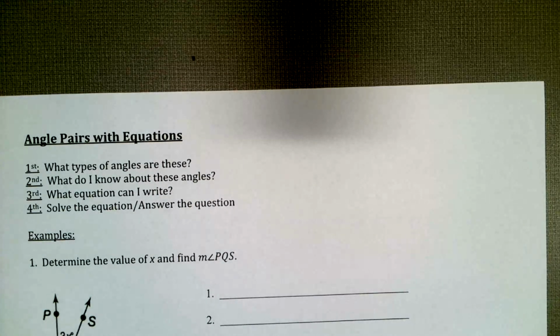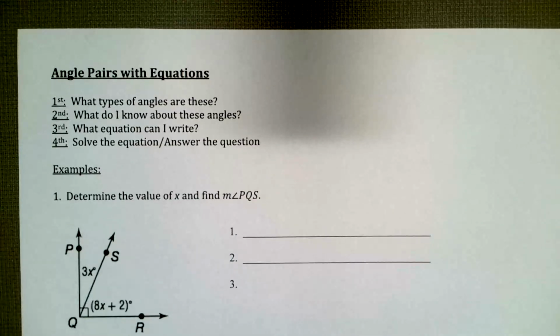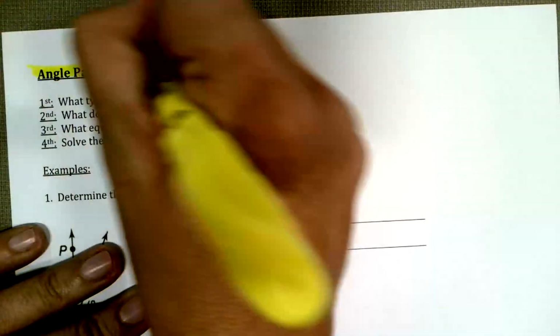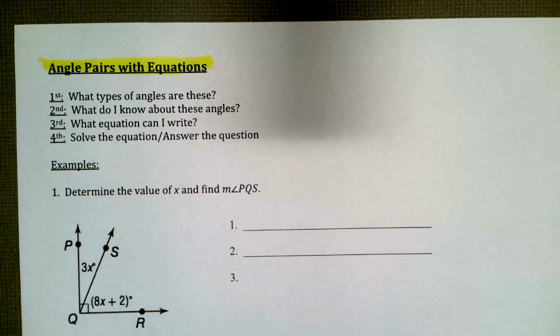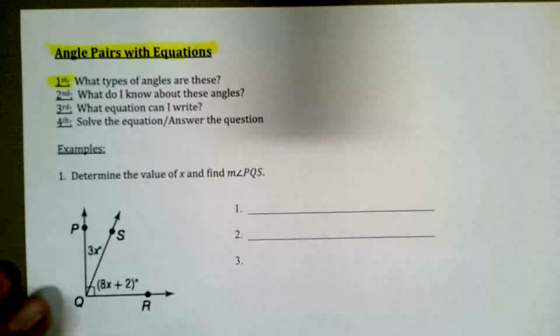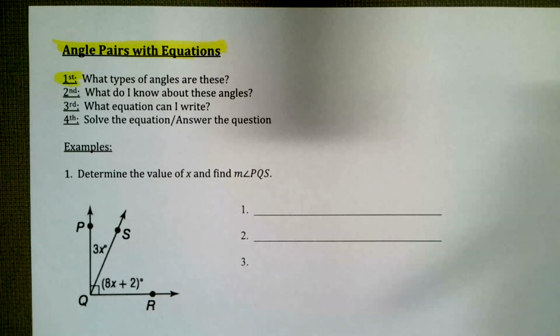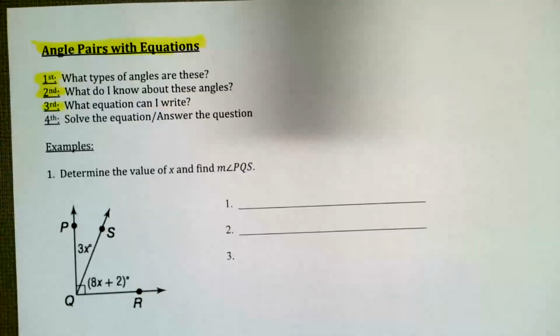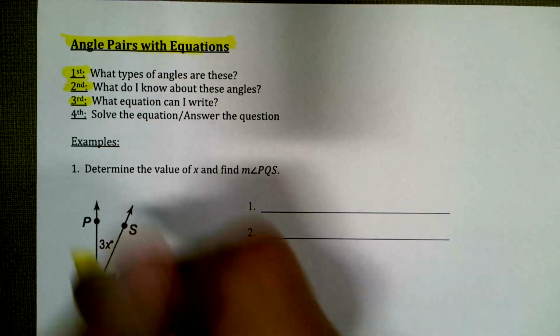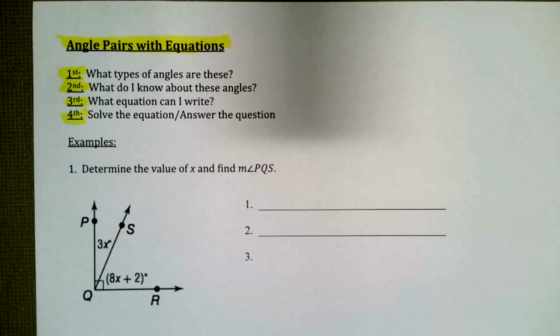Okay. The last section, and I think we have about 7 problems here: angle pairs with equations. So these are the questions that you need to work through in your head as we do these. And for the first few at least, we are going to start with writing out the answers. So first you need to ask yourself, what types of angles are these? What angle pair do I have? And then what do I know about these angles? What equation can I write? And then solve the equation and answer the question.